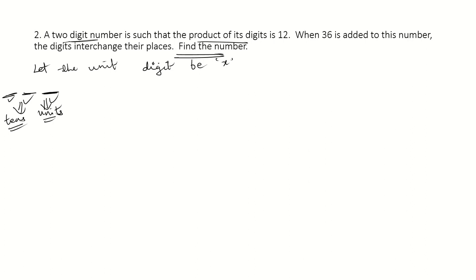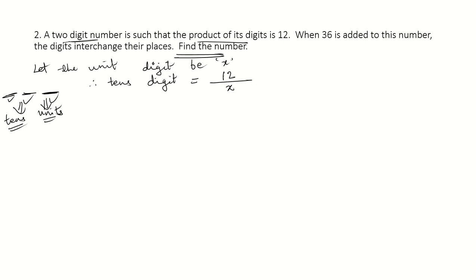So we know the units digit is x, and you see here it is given the product of both the digits is 12. So what will be the tens digit then? Therefore the tens digit will be 12 over x, right? Because if we multiply both the digits, the unit digit and tens digit, we get 12, and we know the unit digit is x. So what will be the tens digit? It's 12 over x, right? If a cross b equals 12, then what is a? 12 divided by b. We are using the same logic.